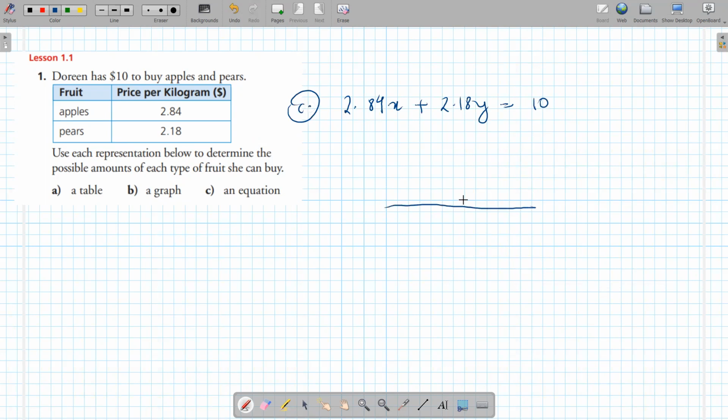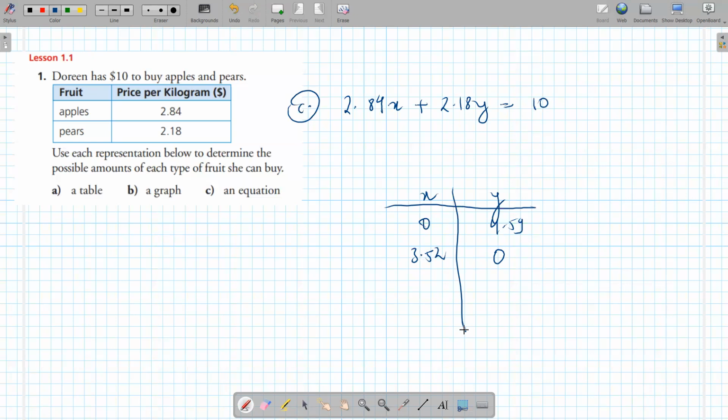To make a table, you plug in x as any value, right? You can plug in x as 0, then you will get y as 4.59. You plug in y as 0, so this thing disappears, then you do 10 divided by 2.84. Then you would get this guy as 3.52, okay?